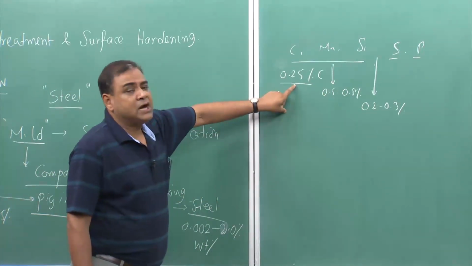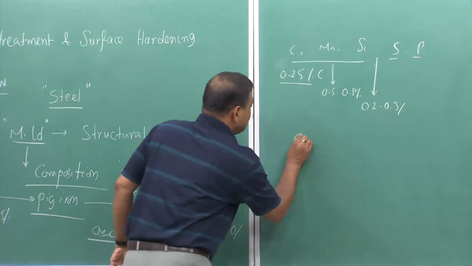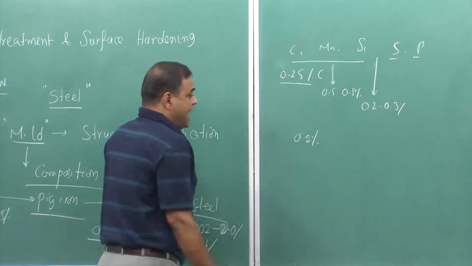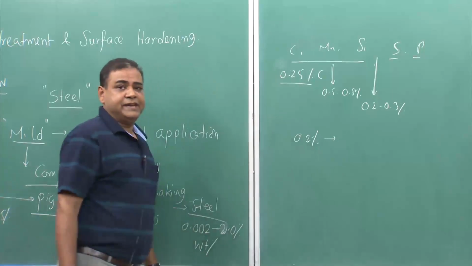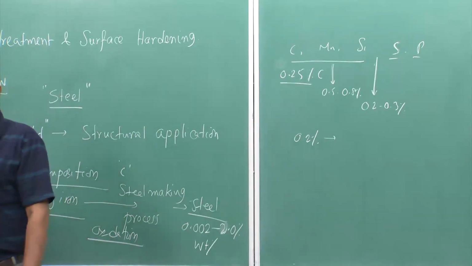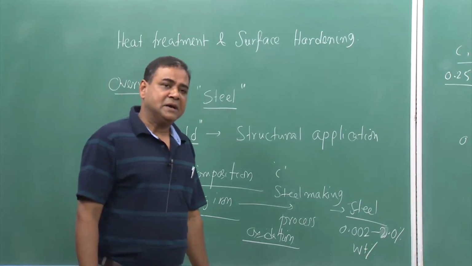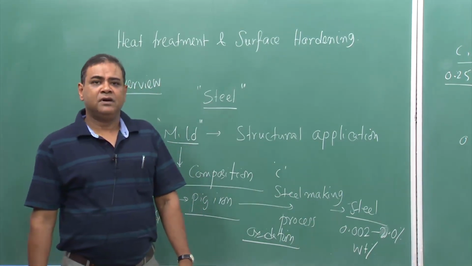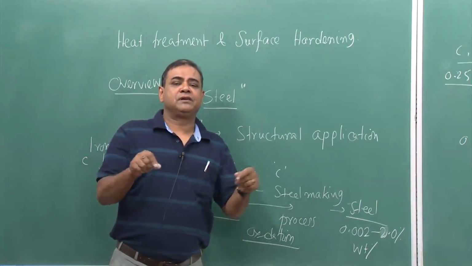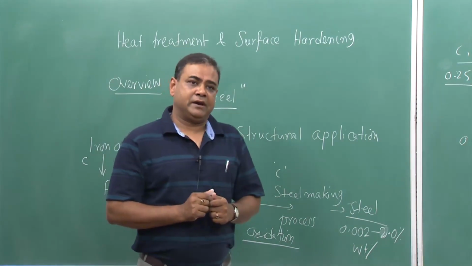Now, coming to only carbon, let us say we take a certain carbon percent, and then we try to see what sort of structure it generates. We can easily come to know from a particular pictorial graph which is called a phase diagram.